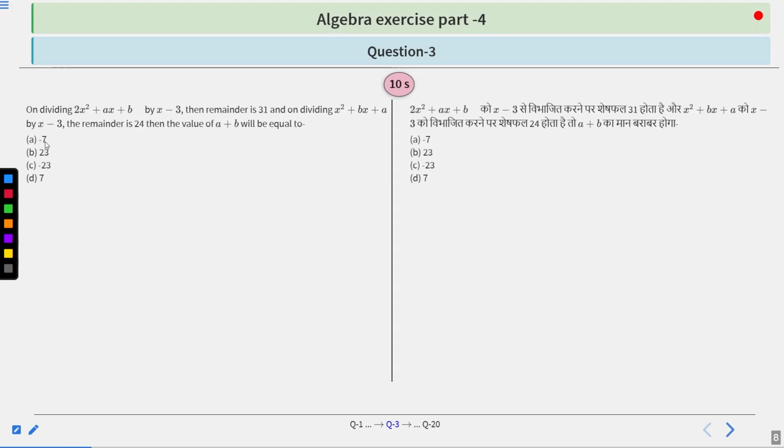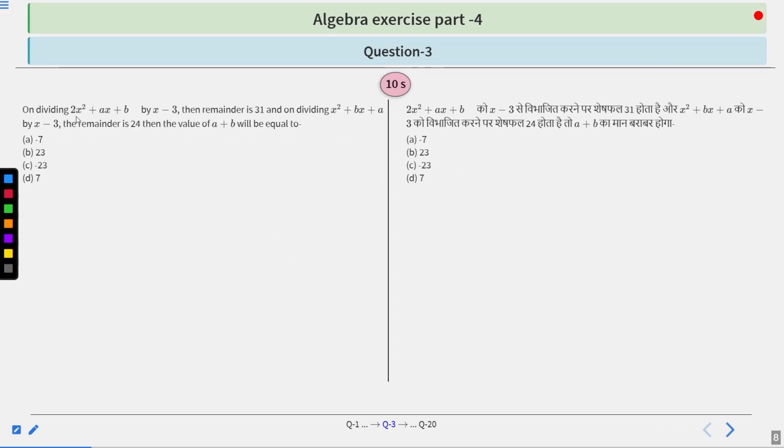Next, on dividing 2x square plus ax plus b by x minus 3, the remainder is 31. And on dividing x square plus bx plus a by x minus 3, the remainder is 24. Then find the value of a plus b. Option A minus 7, option B 20, option C minus 23, and option D 7. These are the options.